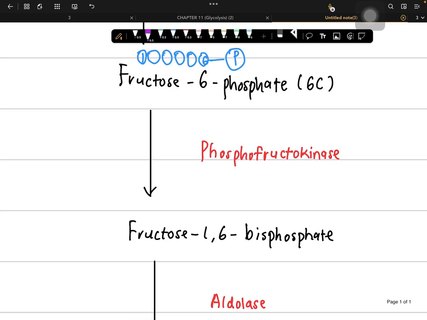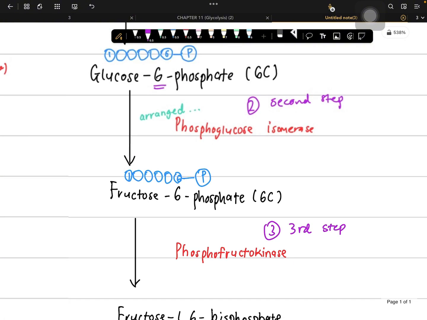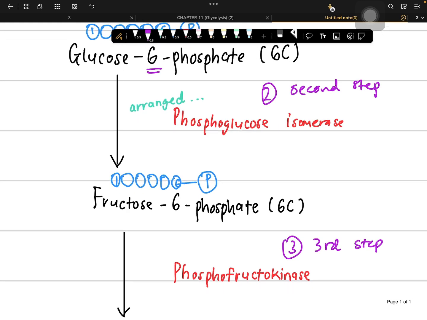Moving on to the next step, the third step. I forgot to mention the enzyme for the rearrangement of glucose 6-phosphate into fructose 6-phosphate, which is phosphoglucose isomerase.